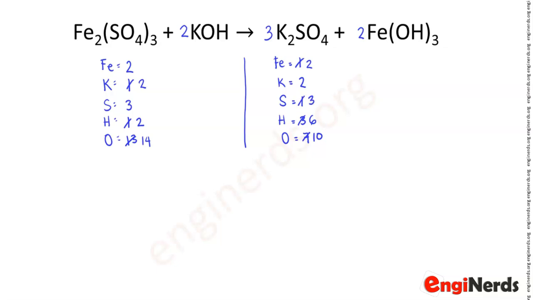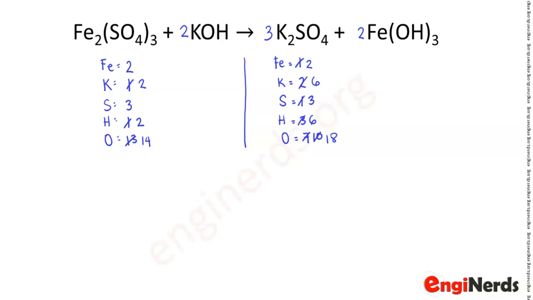But, it will affect other element na nasa loob ng K2SO4. So, unang naapektuhan is yung potassium natin. So, now, our potassium here is equal to 6. So, ang oxygen naman natin sa ating product is 4 times 3 is equal to 12 plus 3 times 2 which is equal to 6. So that means our oxygen is now equal to 18.